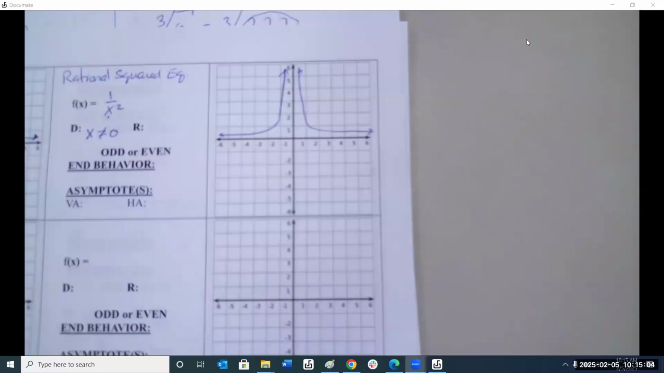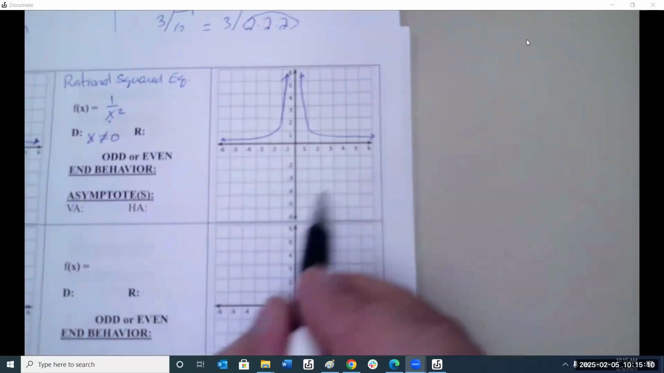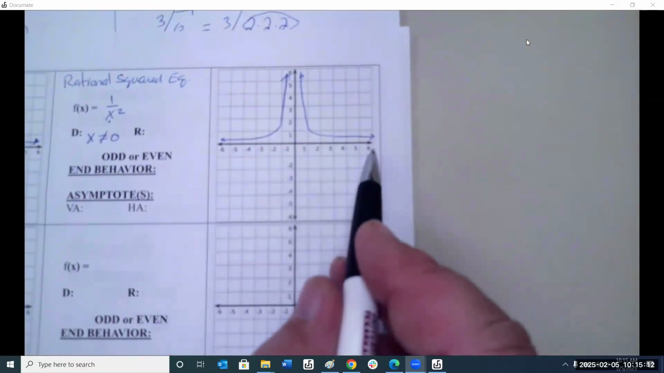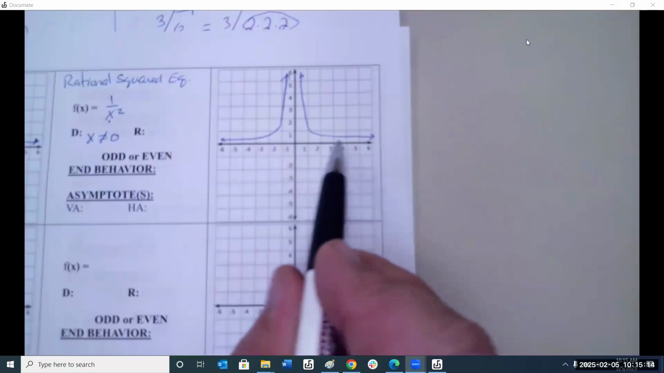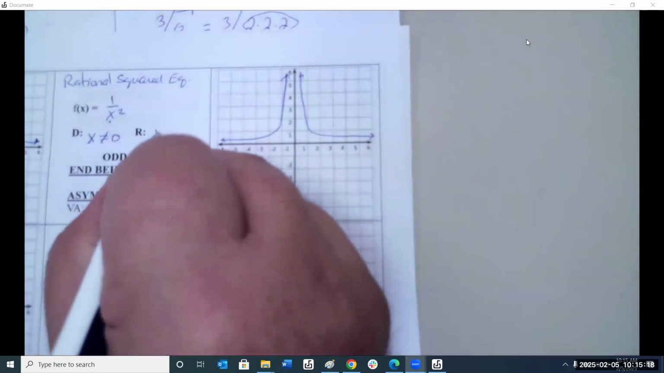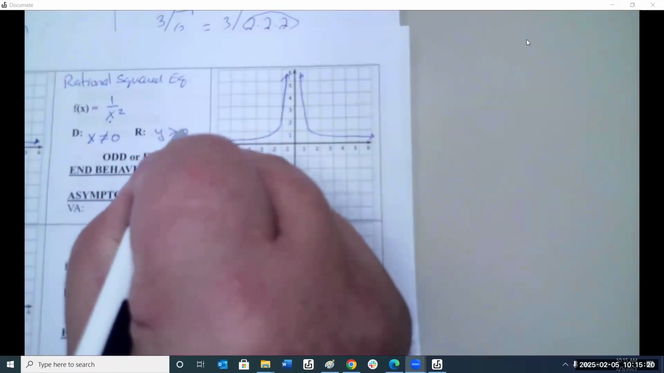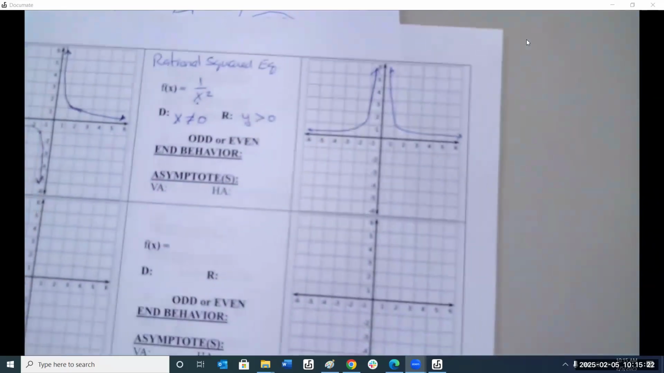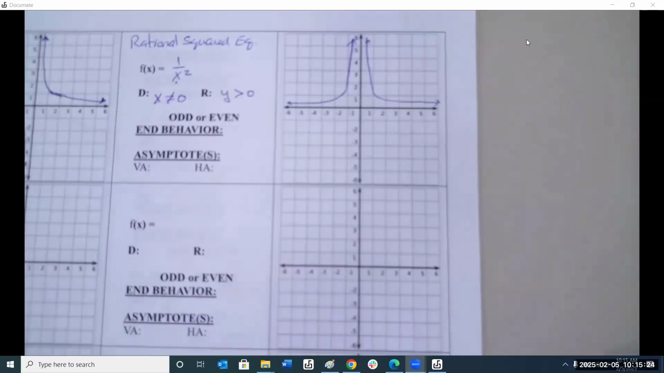How about my range? The y values, can the y values equal negative? No, nothing down there. Can it equal 0? No, there's no intercept. Can it be positive? Yes. So my range is y is strictly greater than 0. So far, so good.